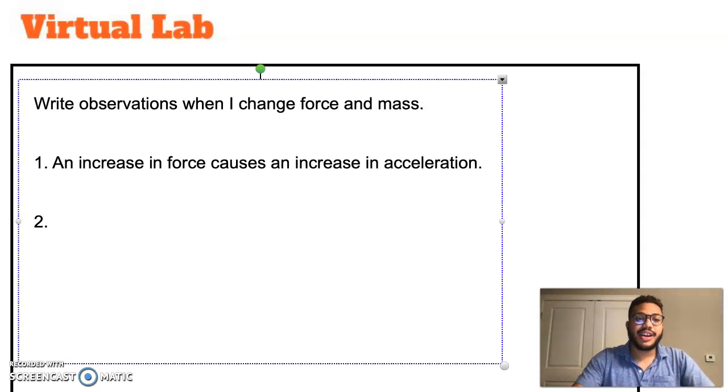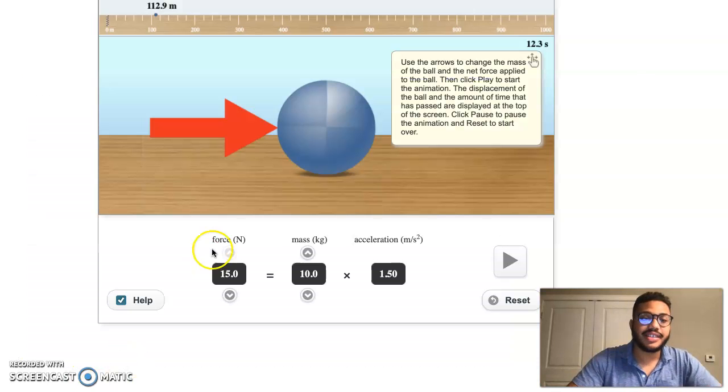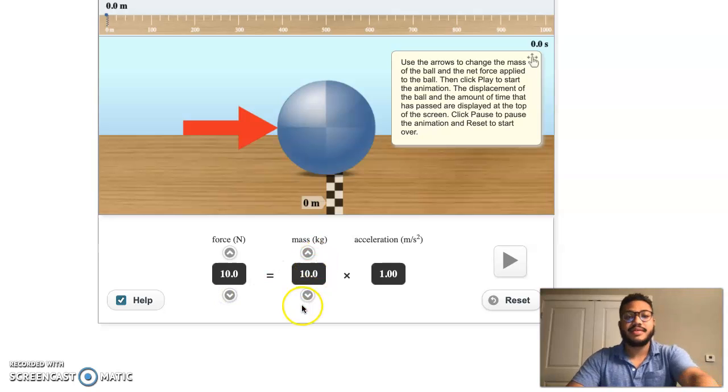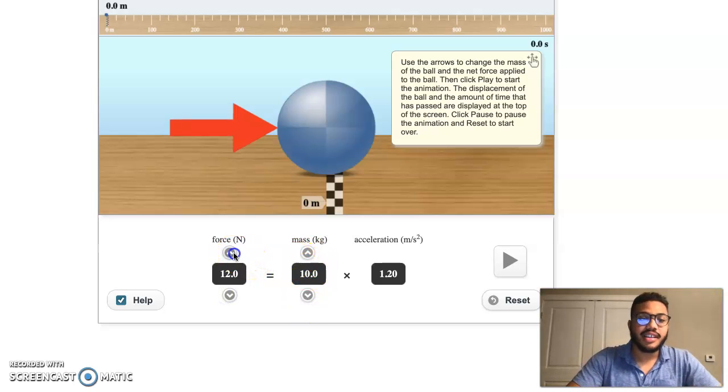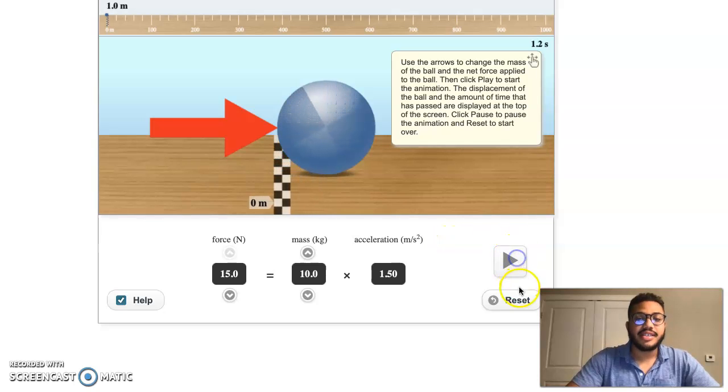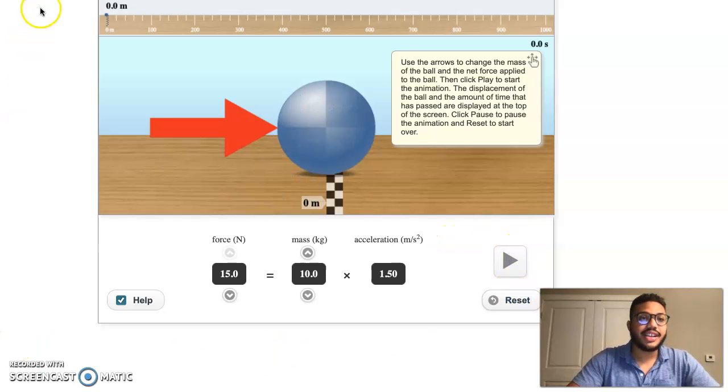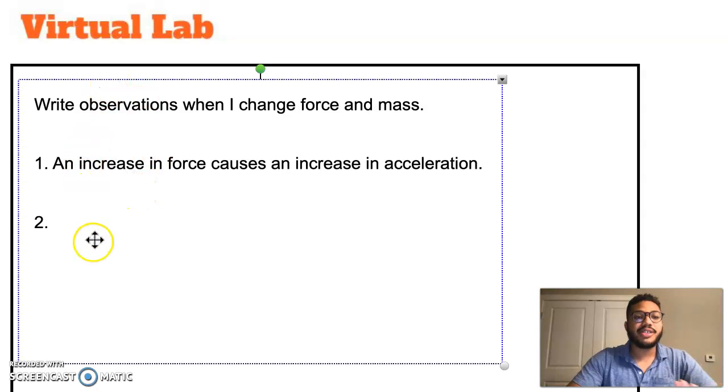Okay, so here's what I got. Whenever I increased the force, there was an increase in acceleration. And based off of our control, the acceleration was 1, and I increased it to 15. Now the acceleration is 1.5. So the acceleration increased. So now we're going to do number 2.